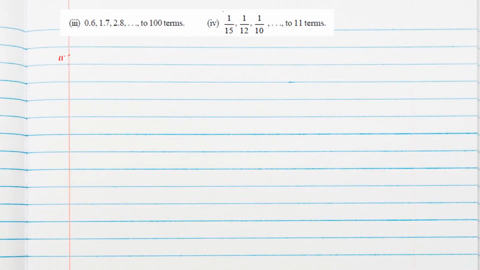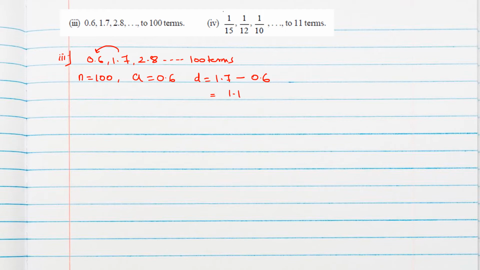For the third one, AP is 0.6, 1.7, 2.8 up to 100 terms. That is, first 100 terms of this AP we should add. That is n is 100 here. a is 0.6. Then the difference will be what? 1.7 minus 0.6, this we should subtract. So the answer will be 1.1. This is the difference. So d we got, a already we got, n is 100. So Sn we can apply here: n by 2 [2a + (n minus 1)d].